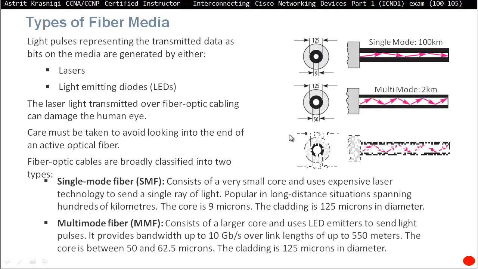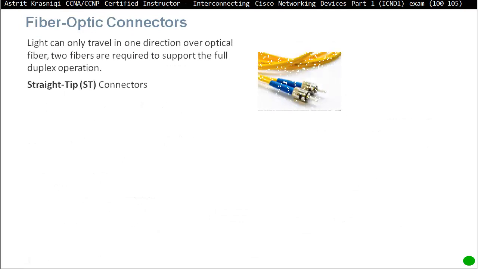Then we have multi-mode fiber, and there are two variants of this. They transmit not a laser, but LEDs, light emitting diodes. They can transmit up to 10 gigabit per second over a length of up to 550 meters. There are two types in multi-mode: one with a 50 micron core or a 62 micron core, and the cladding is 125 microns in diameter.